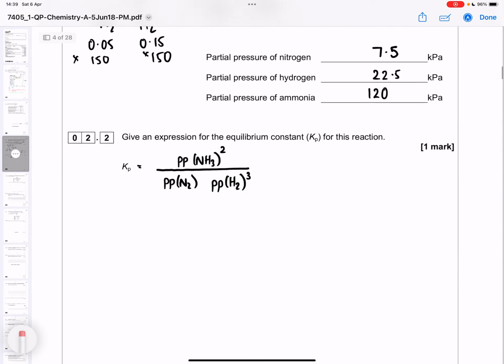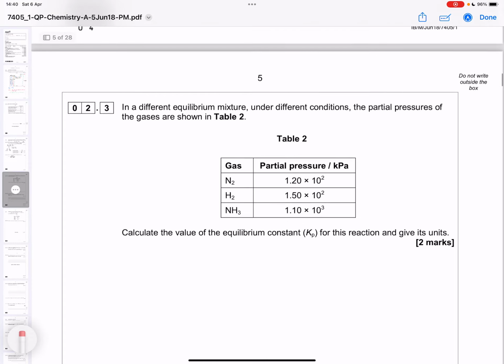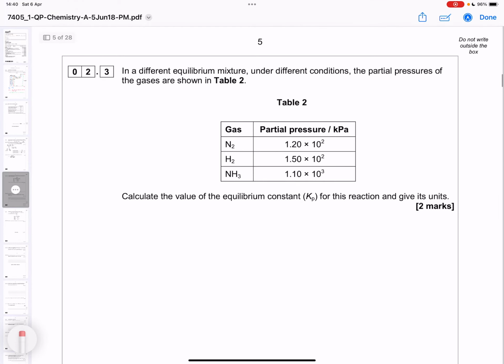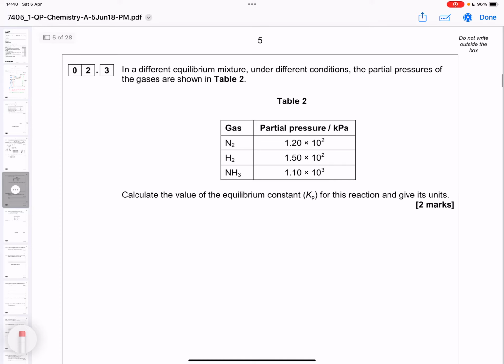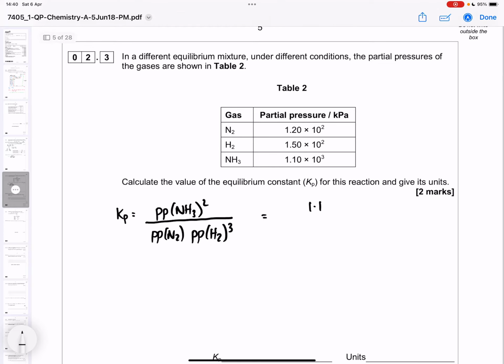So we've now got a different equilibrium mixture, this is just in case you got those partial pressures wrong in the first part, and we have to calculate the Kp. So remember that we've just written the expression for Kp as partial pressure of ammonia squared divided by partial pressure of nitrogen times partial pressure of hydrogen cubed. So we're putting these in, 1.10 times 10 to the 3 squared divided by 1.20 times 10 to the 2 times by 1.50 times 10 to the 2 cubed.